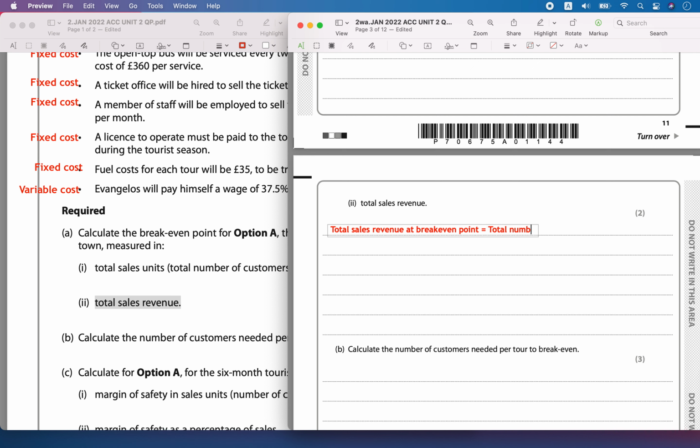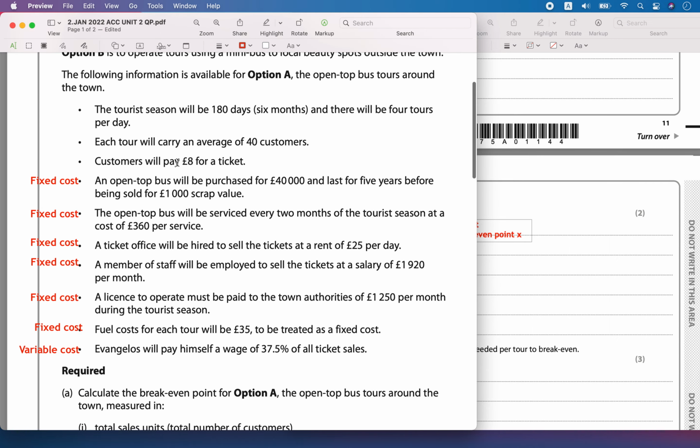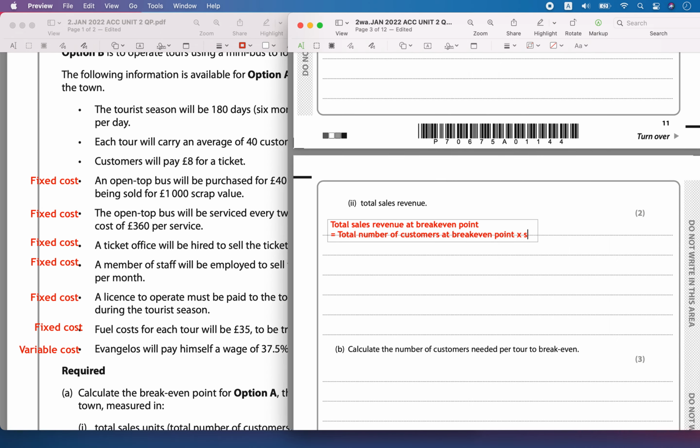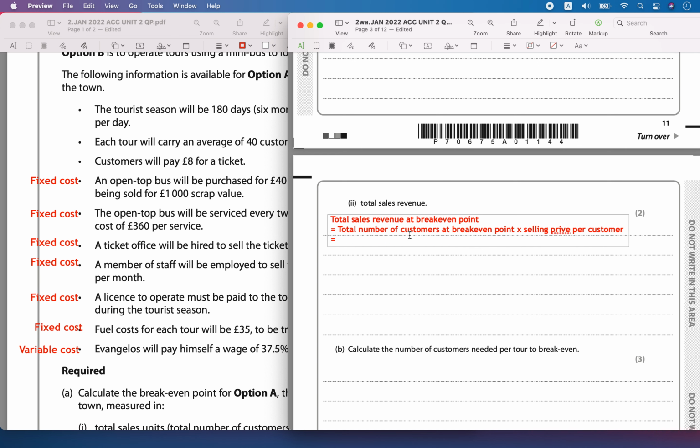Total number of customers at break-even point, multiplied by the selling price. Right? So how much is it? Whatever is the number of customers at that point, what is going to be your selling price? Selling price per customer. So this is the formula.